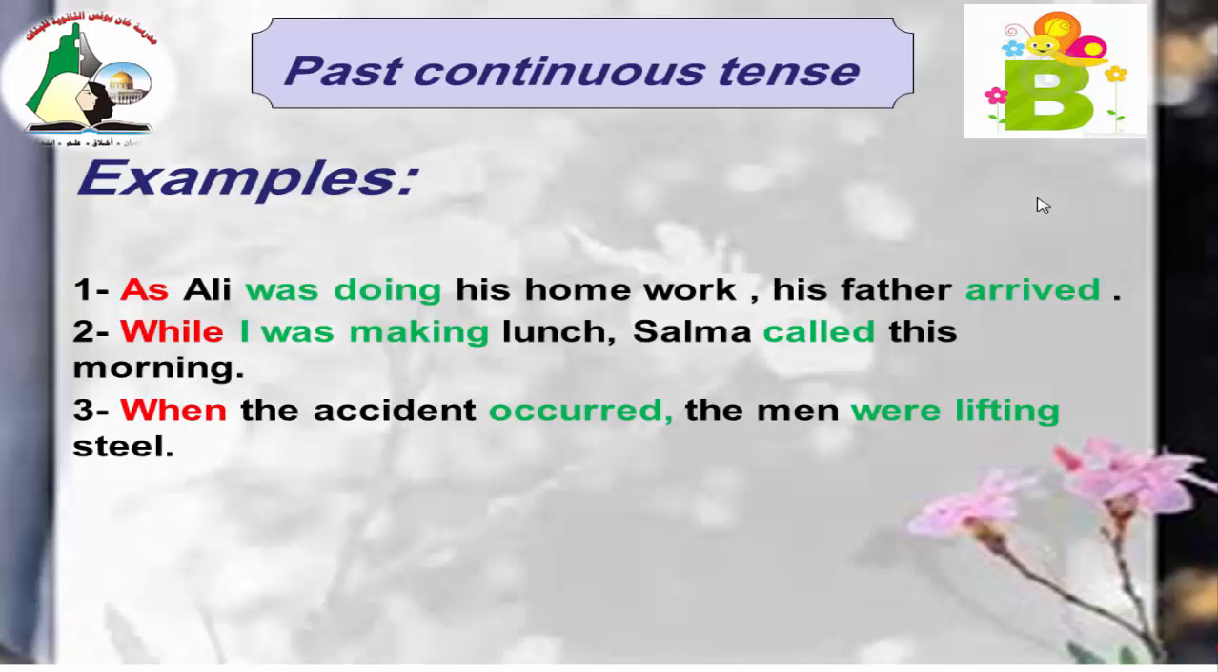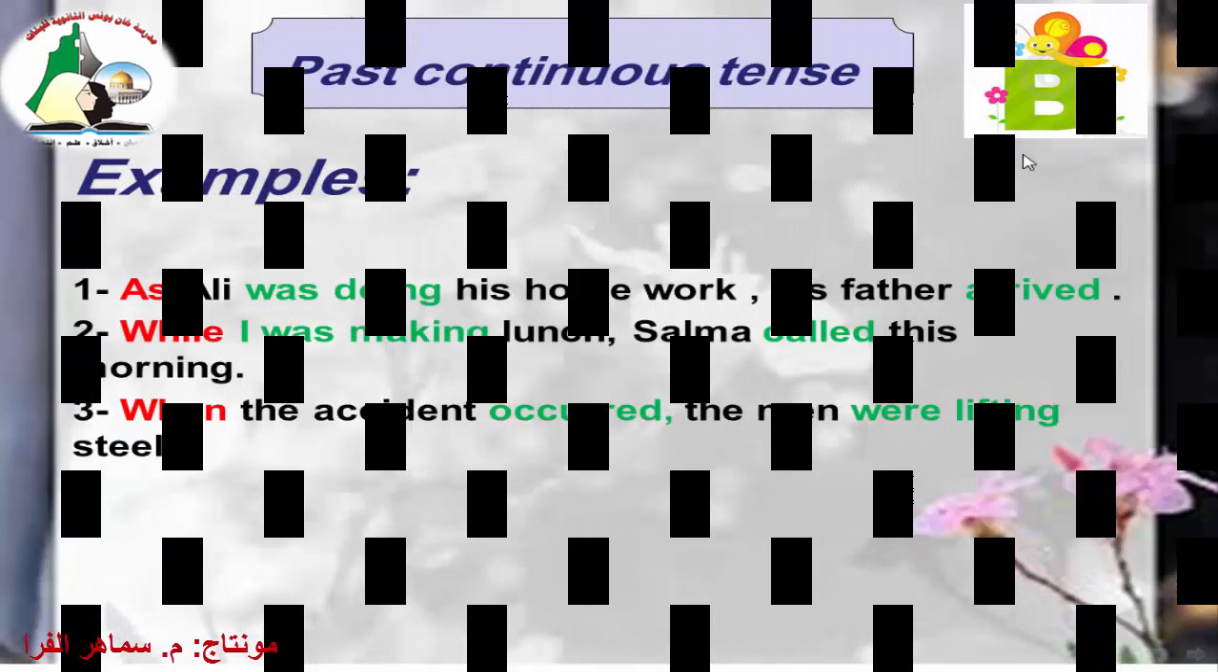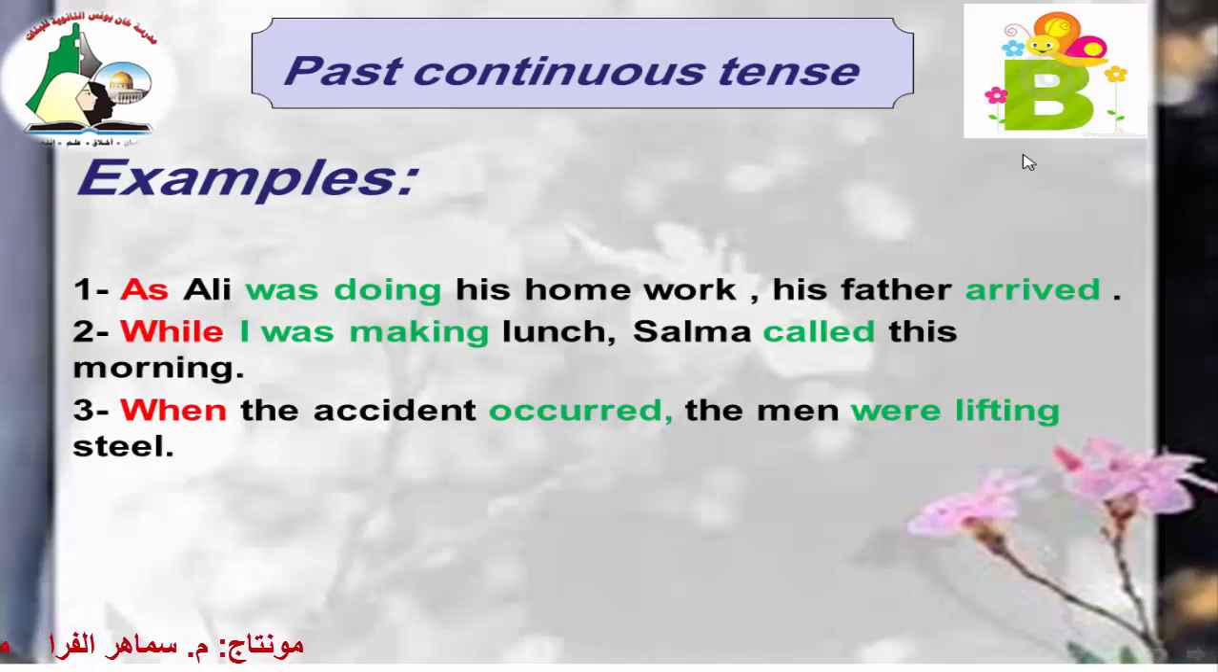When the accident occurred, the men were lifting steel. So what happened? The men were lifting steel. This was continuous. Then it was interrupted by the accident which occurred. These two actions: the first action, were lifting, so we use were lifting in the past continuous. The action which came after and interrupted it, it is occurred. Now look at when. When is the key word which refers to this tense.